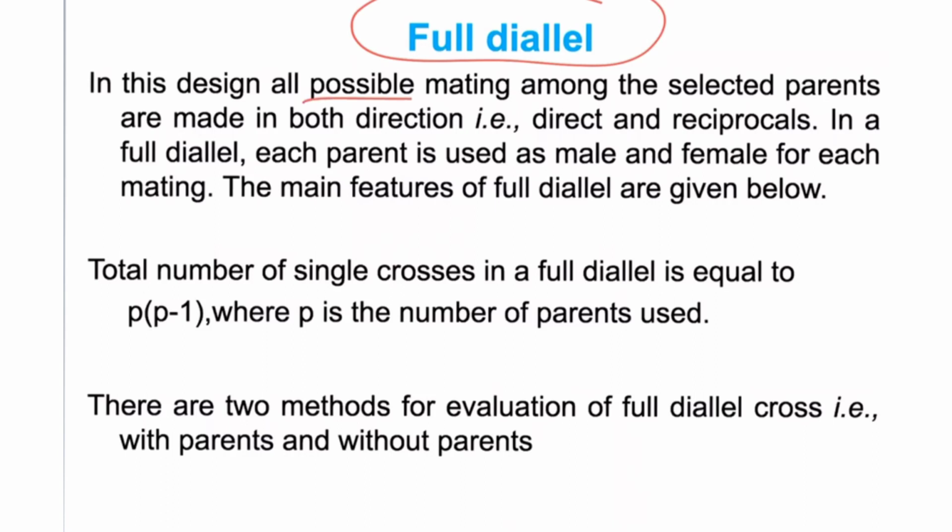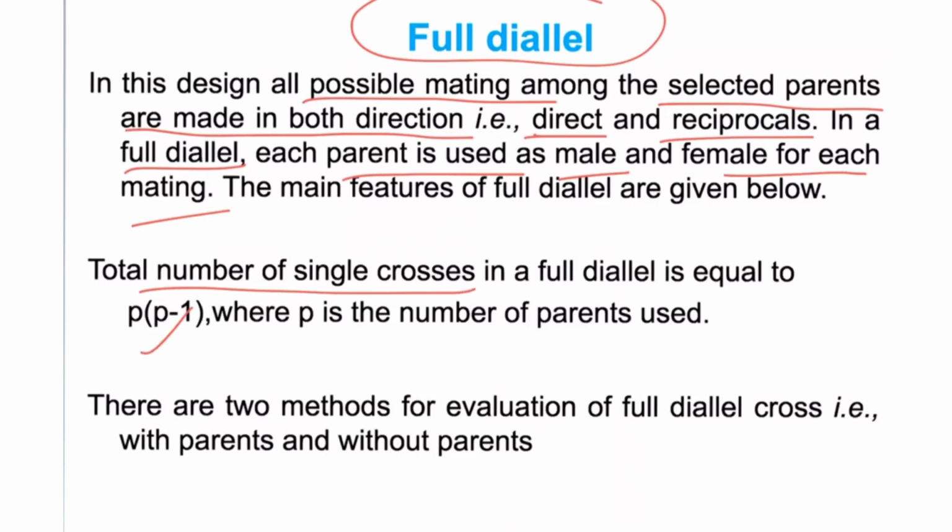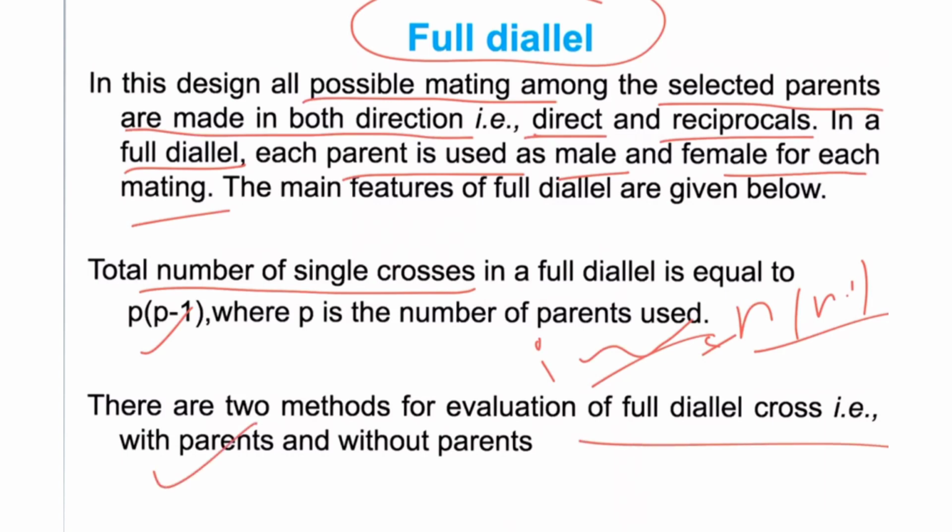In this design, all the possible matings among the selected parents are made in both directions. It means direct crosses and reciprocal crosses. In full diallel, each parent is used as a male and female for each mating. It includes the same total number of single crosses, p(p minus 1). Yeah, we already know this from our previous slide, p(p minus 1), right? This is the formula including reciprocals. There are two methods for evaluation of the full diallel cross, with parents and without parents.